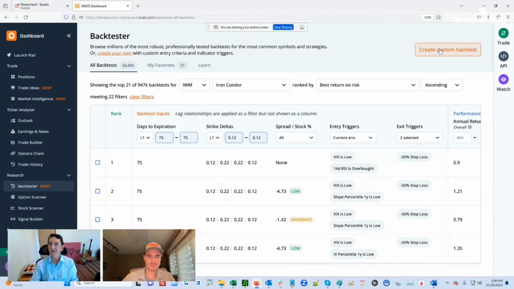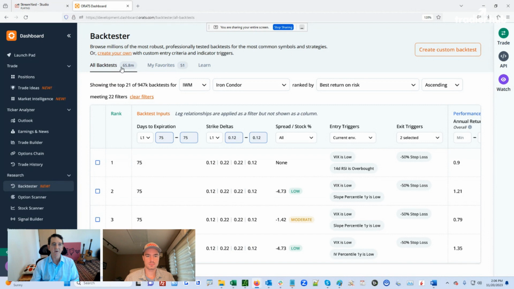So one is you could create a custom backtest. If you want to create different technical indicators, or you could even plug in your own entry dates and exit dates. So this is really a customized backtest, is one way. The second way is what you're looking at now, is just our pre-canned strategies.